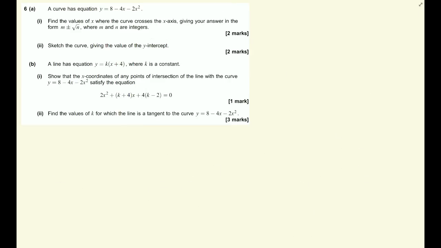Okay, on to part B then. Show that the x-coordinates at the point of intersection of the line with the curve satisfy this equation. So when we're showing intersection, we are trying to solve the simultaneous equations. So in this case, they're both equal to y. So I've got y equals, oh dear, something's changed.